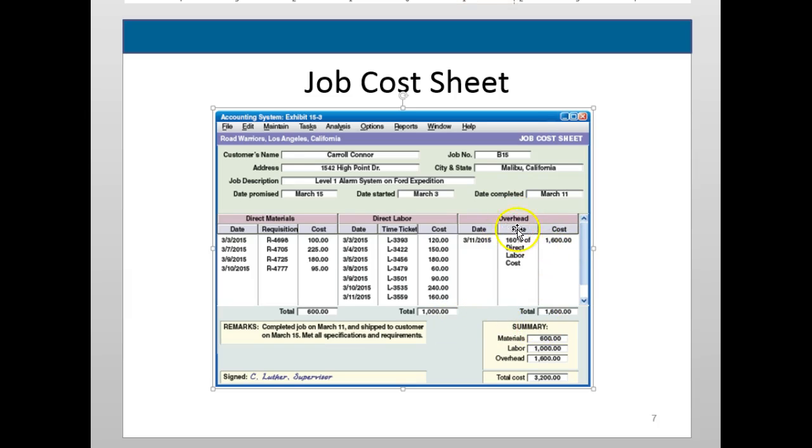And then again, same thing right here with the overhead. Right now we've only applied, it looks like, the direct labor costs. And then at the bottom, this will be summarized, and you'll have a total for that job. And then it's signed off on. So that's a job cost sheet. Like I said, that will be in a computer, and you'll just tally the costs up as you go along.